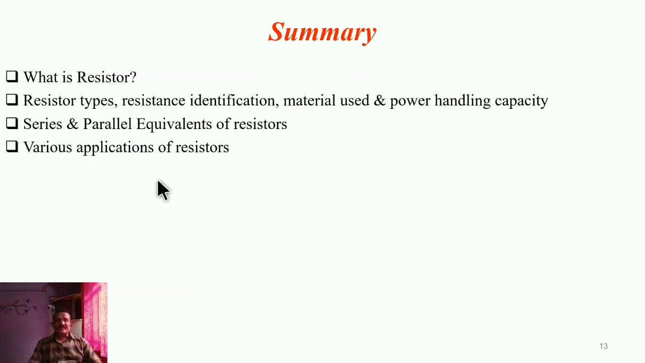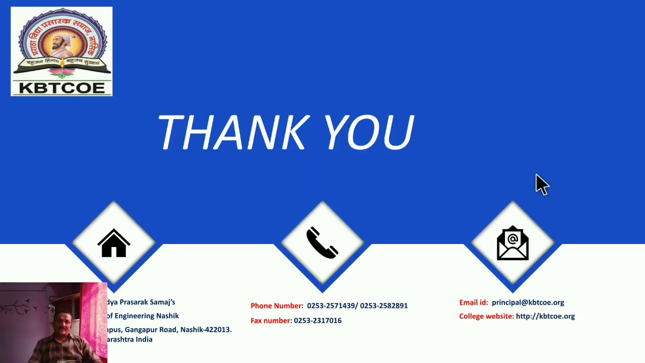So in summary, in short, I can summarize. You might have understood what a resistor is and how to define it, then various types of resistors, then how the resistance of a resistor is identified or calculated, then various materials used like carbon film, metal film, etc., and power handling capacity, and according to that, the change in size of the resistor, then the series and parallel equivalents of resistors, and various applications of resistors as current limiting as well as a secondary voltage source, correct? So I think you might have understood about the resistor.